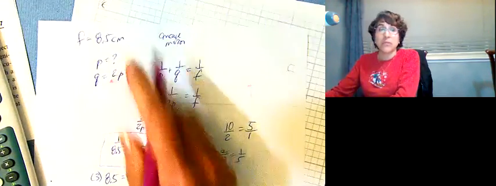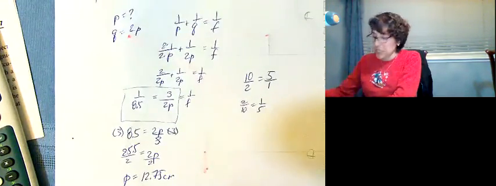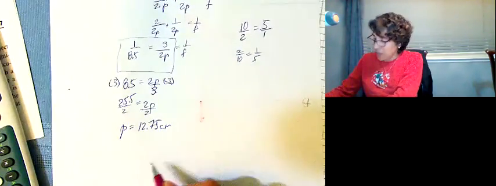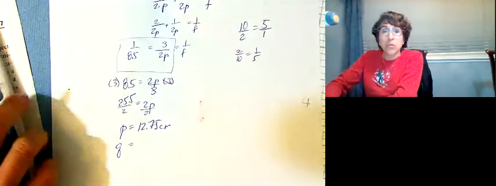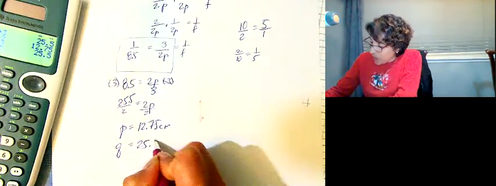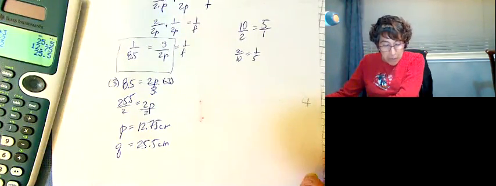How did I know it was centimeters? Because they told me the focal length was in centimeters. So it's the same units. All right, so there's my P. Now what's my Q? They told me Q has to be 2 times the P. So the Q is equal to 2 times that. So times 2 is 25.5 centimeters. How about that? So there's my P and my Q.